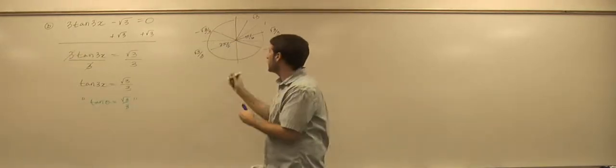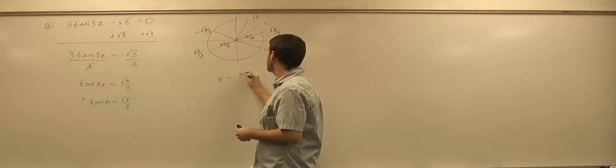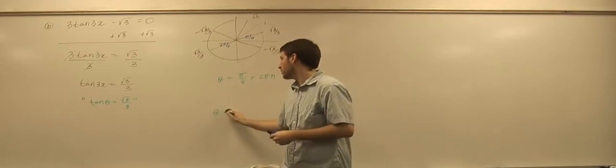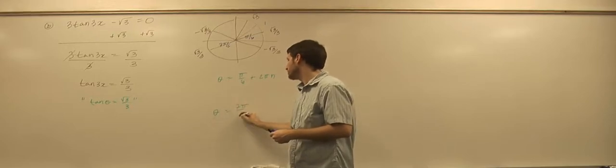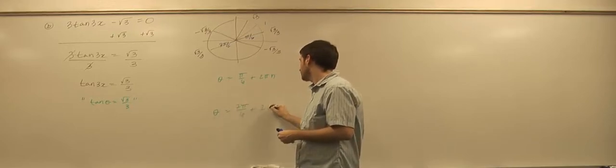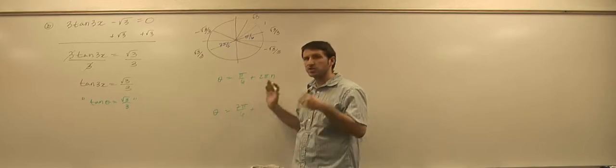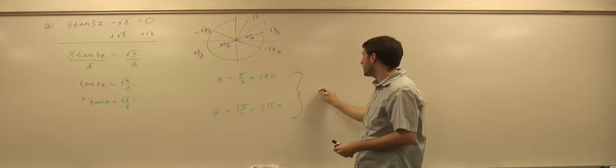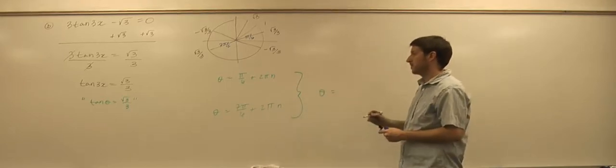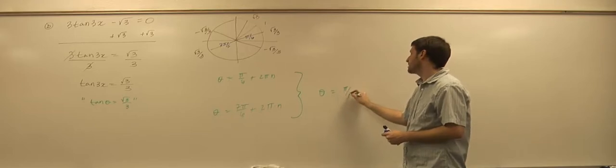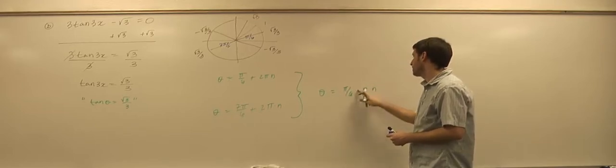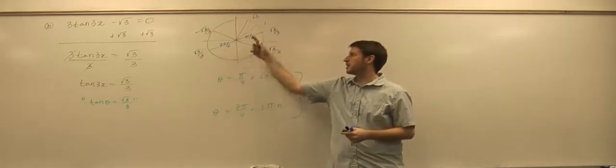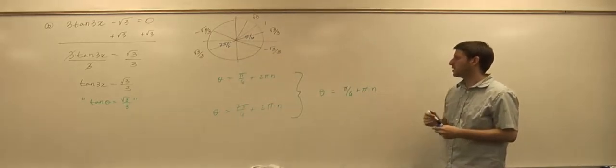At this point, you can either say theta equals pi over 6 plus 2 pi n, to find all solutions, or theta equals 7 pi over 6 plus 2 pi n. You can use both of these equations, or you can combine them into one and say theta equals what? Pi over 6 plus pi n. Because tangent repeats every pi. So you can just take one of the answers and add pi n.